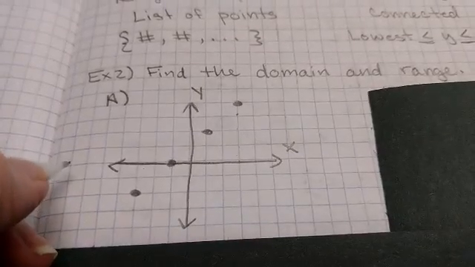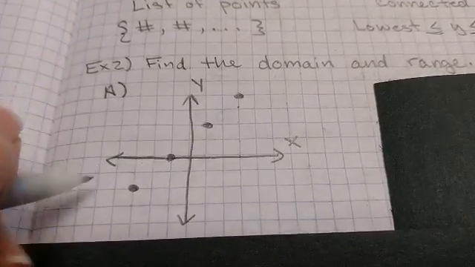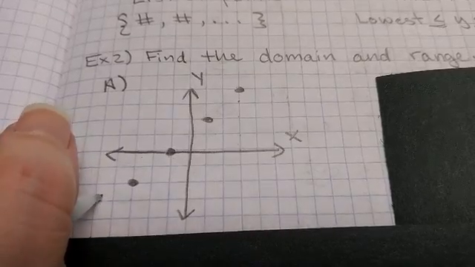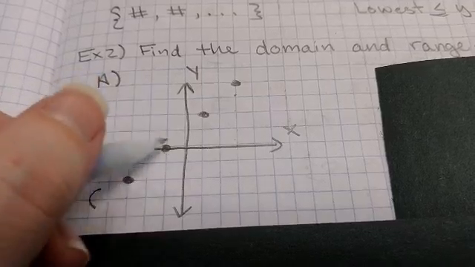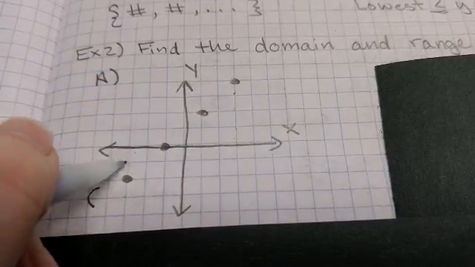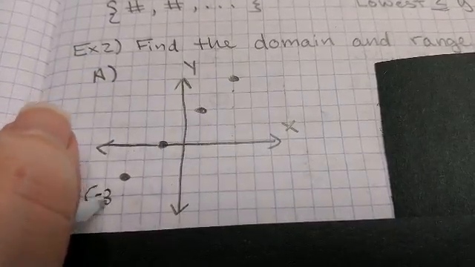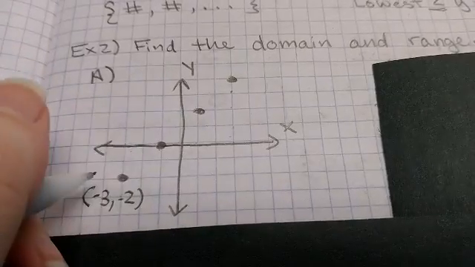Okay, once you have the graph copied down with your dots, the first thing I would do is list what each of the coordinates of the dots are. So this one is over 1, 2, 3, and down 2. So that's going to be -3, -2.